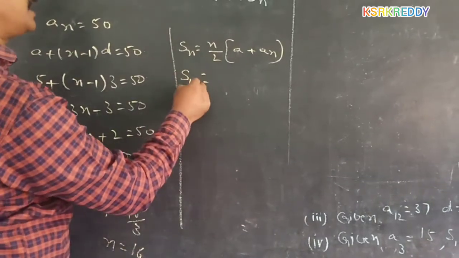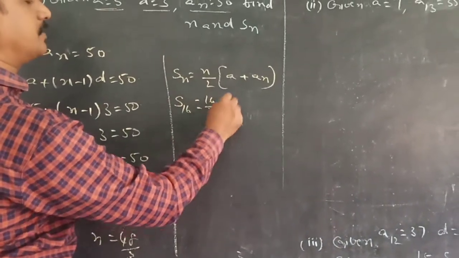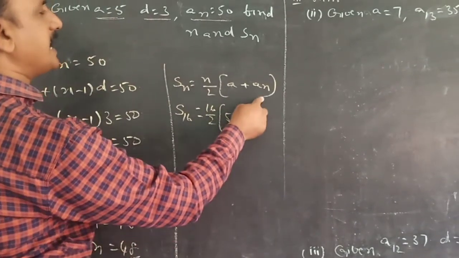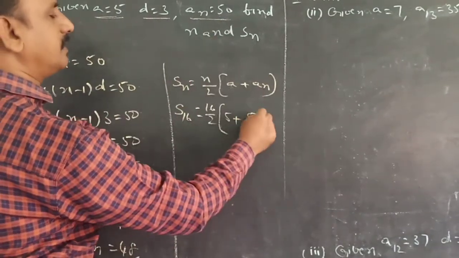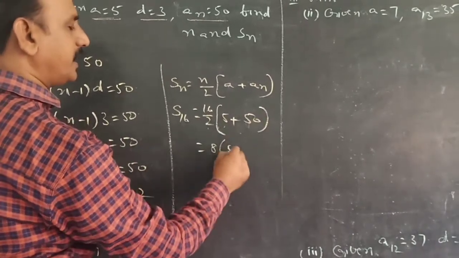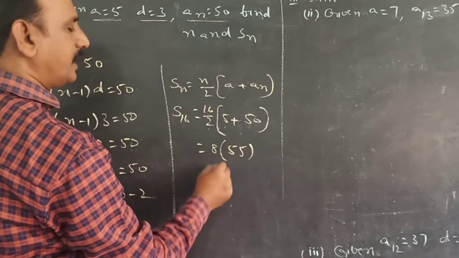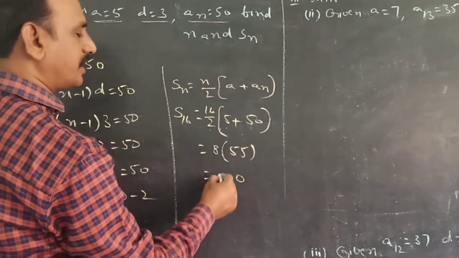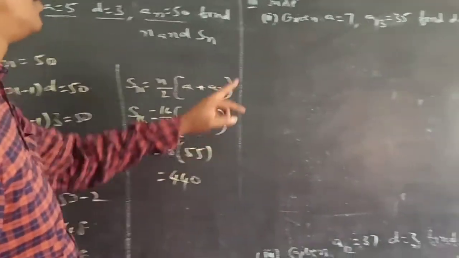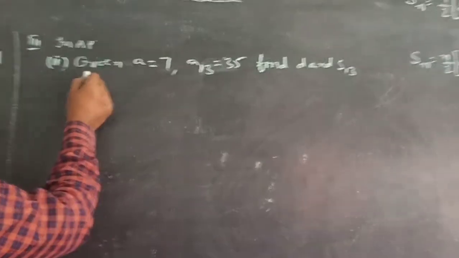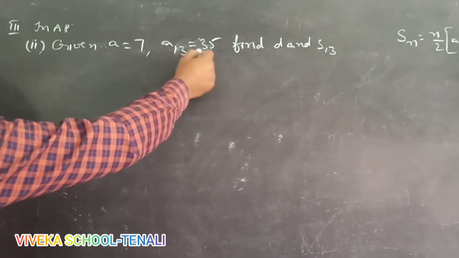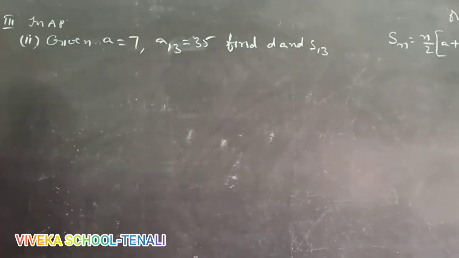So S16 is equal to 16 by 2 into a, the first term 5, plus an. An is equal to the value 50. So 16 by 2 is 8 into 55. 8 fives are 40, 8 fives are 40 plus 4, which is 44. That gives S16. So, same model. Given a equal to 7, a13 equal to 35, find d and S13.